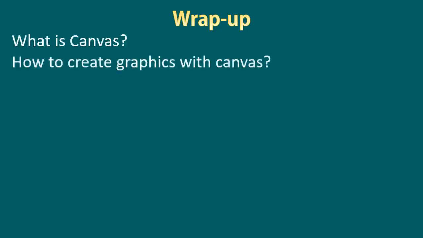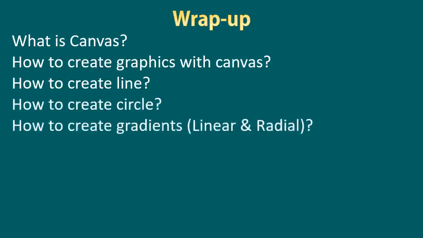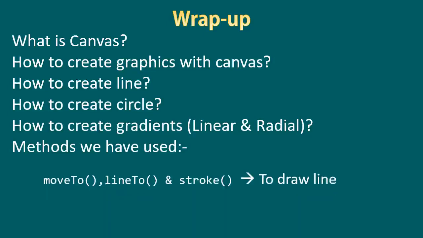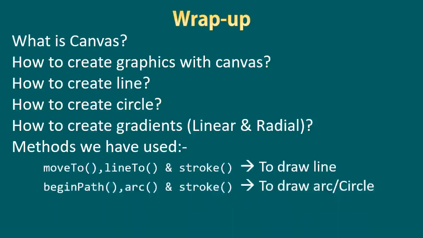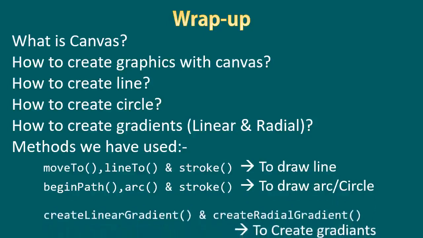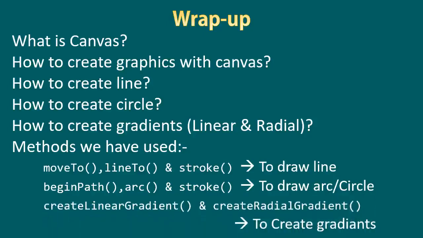Now we have almost come to the end of today's class. Just a quick wrap up. Today we learned what canvas is, how to create graphics with canvas, how to create a line, how to create a circle, and how to create the two types of gradients, linear and radial. And we used these methods in today's examples. To draw a line, we use moveTo, lineTo, and stroke. To draw a circle or arc, we used these methods: beginPath, arc, and stroke. And to create the two types of gradients, we used createLinearGradient and createRadialGradient.